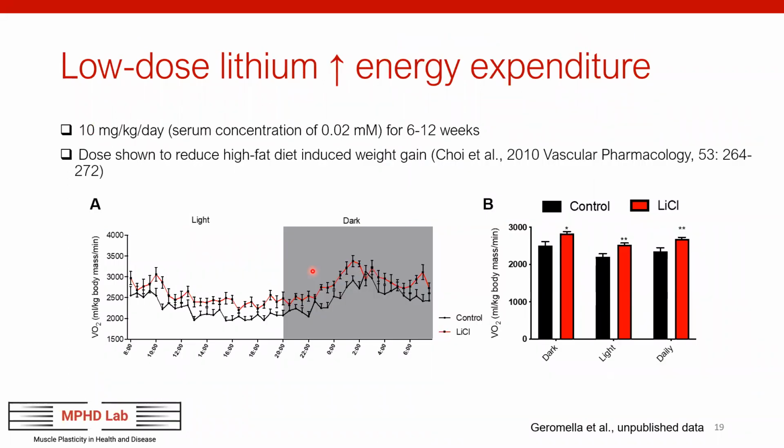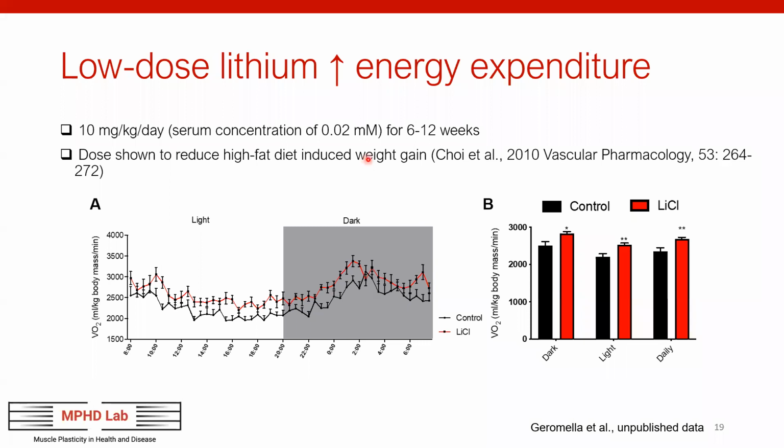And so what we provide the mouse with is a small dose. It's 10 milligrams per kilogram per day. And we've shown that this results in a serum concentration of 0.02 millimolar. And that's really low. And we provide this dose for 6 to 12 weeks. Now, this dose has been shown previously and published in 2010 in Vascular Pharmacology to reduce high-fat diet-induced weight gain, which is really important for us.